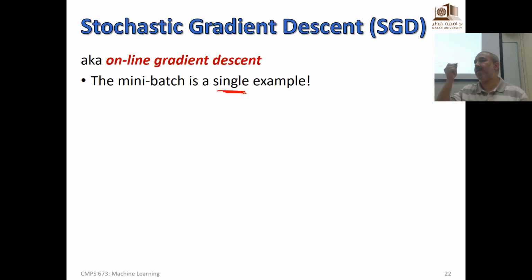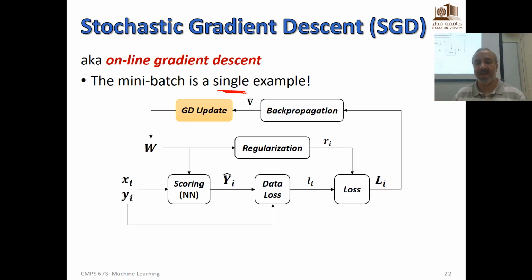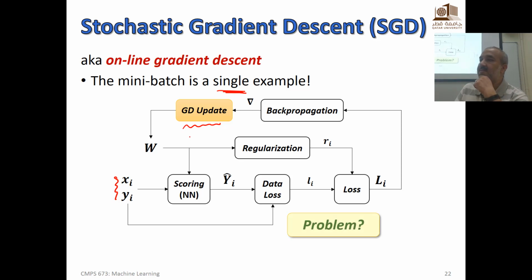That means that we will make the update after every single example. This is also called online gradient descent. If you remember this big picture figure that we saw before, then for every example we will do the gradient descent update. So the update of the weights of the model will happen after every example. What's the problem with that? It will take time, of course, because we will have to update the model every example. If we have a very large set of examples, that will make the training slower.